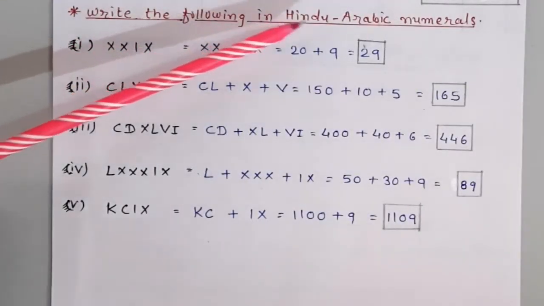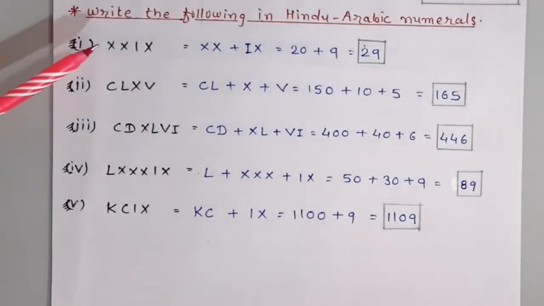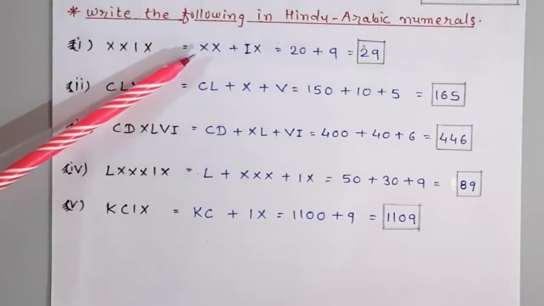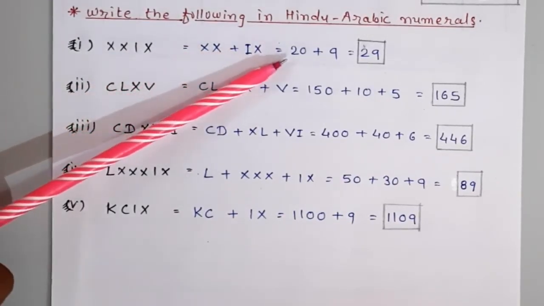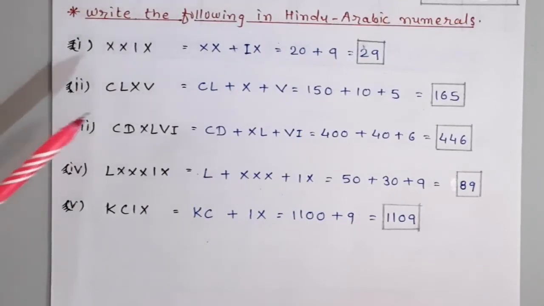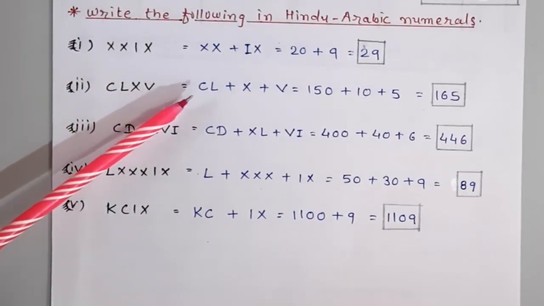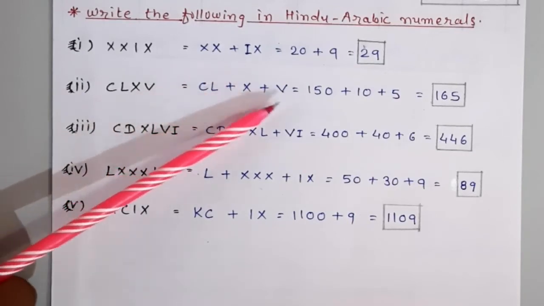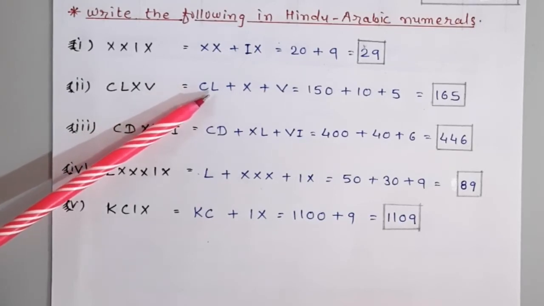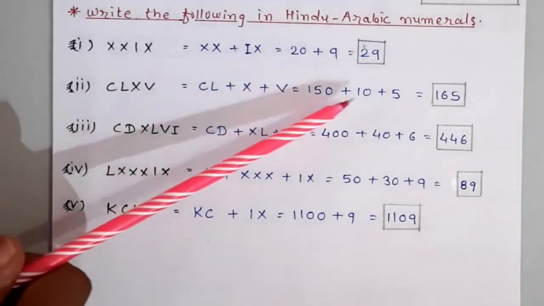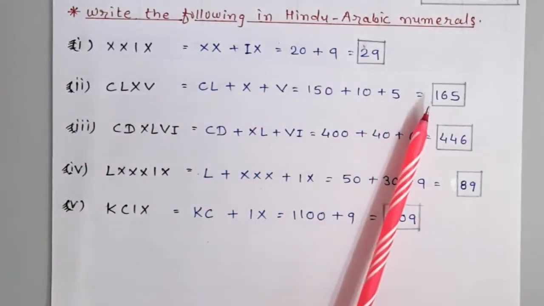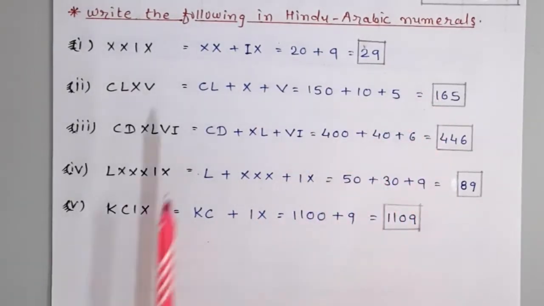Write the following in Hindu-Arabic numerals. XXIX: split up like this, XX plus IX. Now XX means 10 plus 10, 20. IX means 9. So 20 plus 9 is equal to 29. CLXV: split up like this, CL plus X plus V. CL means C is 100 and L is 50, so 150. X means 10 and V is equal to 5. Now if we add all the numbers, we get 165.